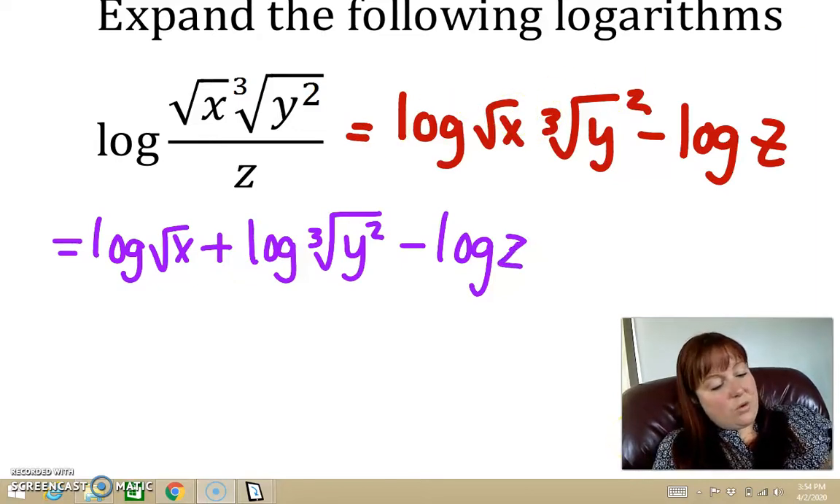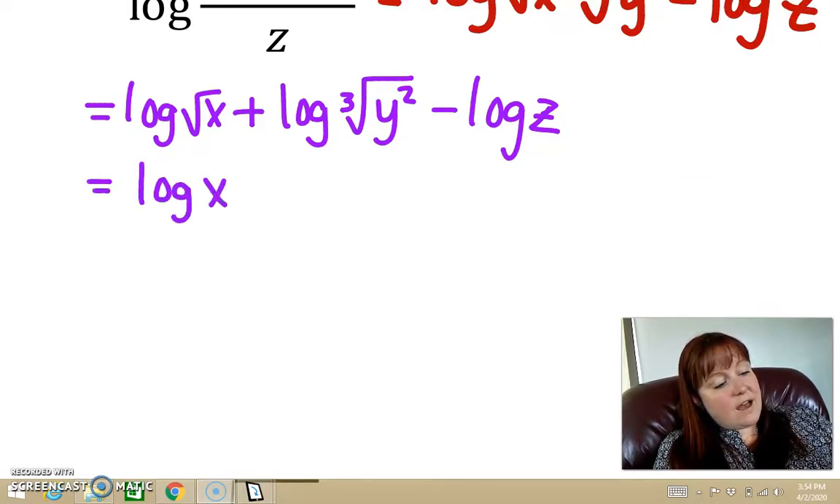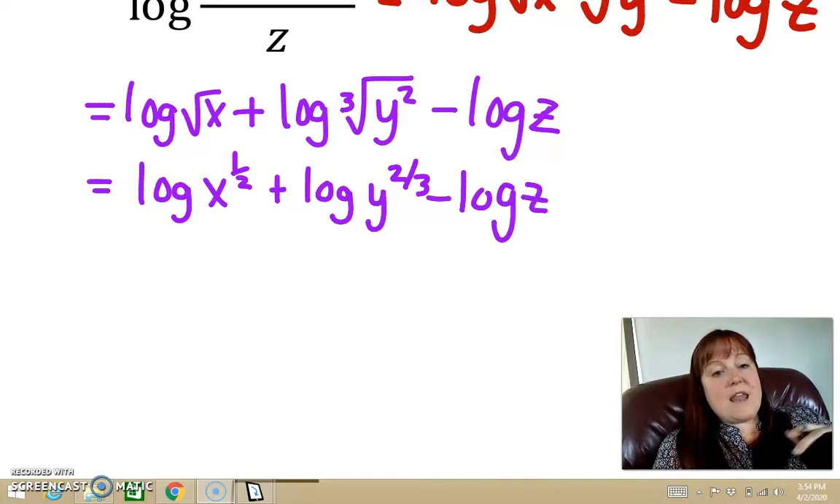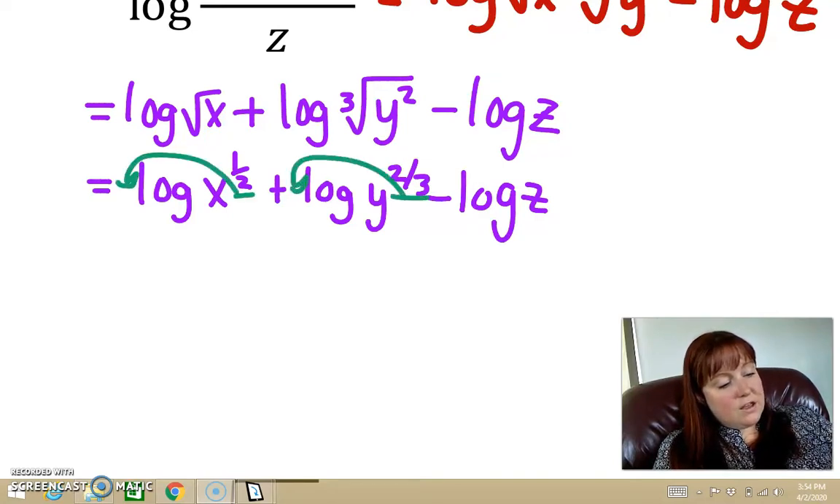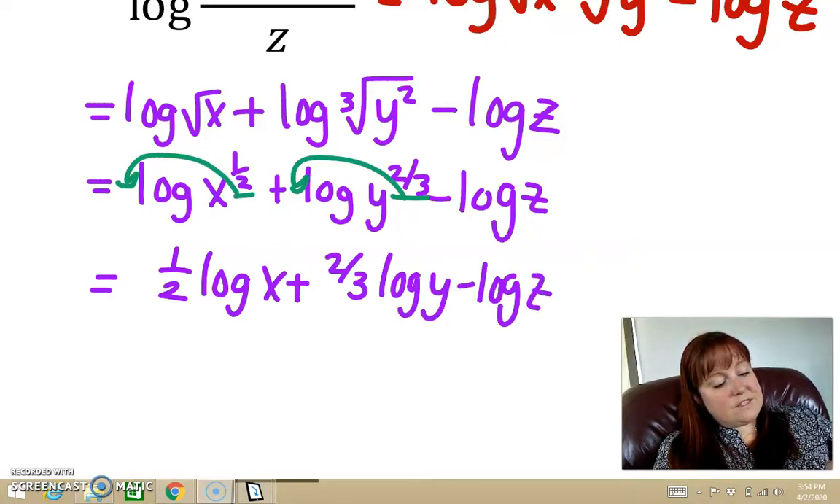Okay. Now the last thing that I see is some exponents, and they might not be super apparent to you, but remember square roots and cube roots are just exponents. So let's rewrite this as log of x to the 1/2 plus log of y to the 2/3 minus log of z. So we just rewrite these as exponents. And now that we've rewritten them as exponents, we can take them and bring them out in front, right? So our final answer is going to be 1/2 log of x plus 2/3 log of y minus log of z.